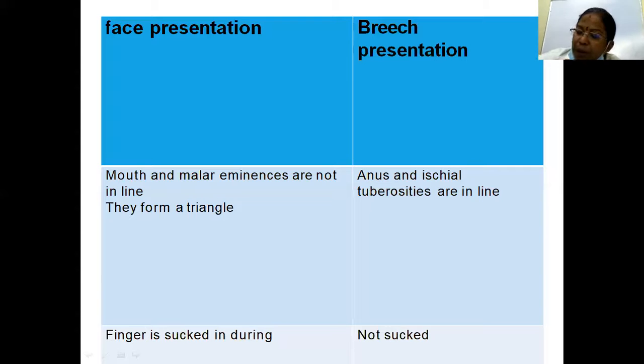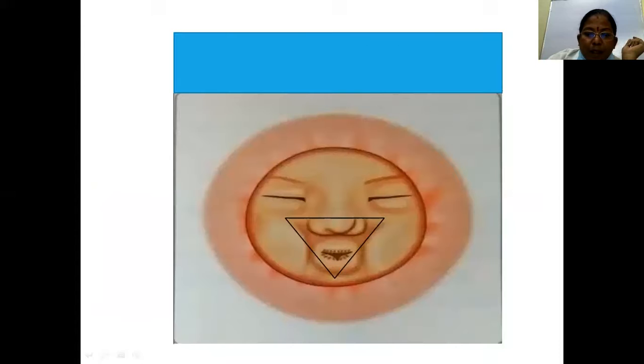In case of breech presentation, but that will not be the case in face presentation. The malar prominences and the mouth are not in one line, and they form a triangle. When we do palpation and put our finger into the mouth, there will be a sucking sensation, but that will not be there when you put a finger in the anus. There are no sucking things.